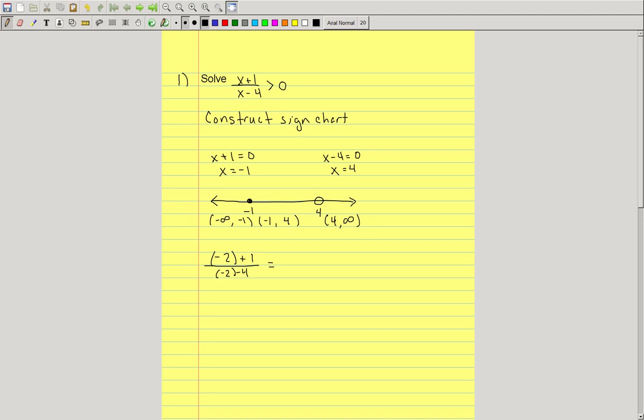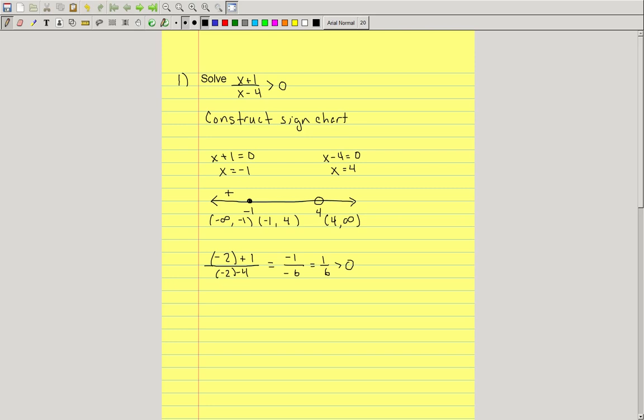By evaluating this quantity, we see that we get -1 divided by -6, which is equal to 1/6. And this value is greater than 0. Because this value is greater than 0, we're going to put a plus sign above this interval to signify that this is where the function is going to be positive.